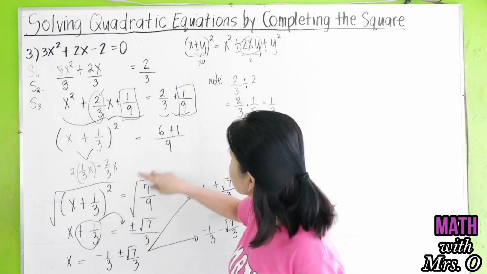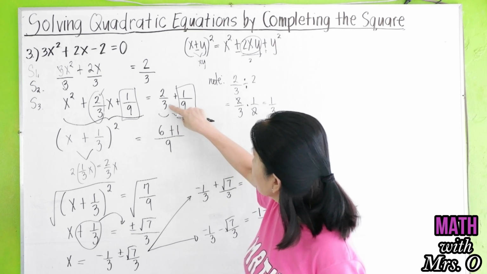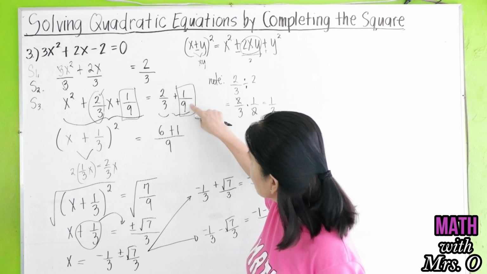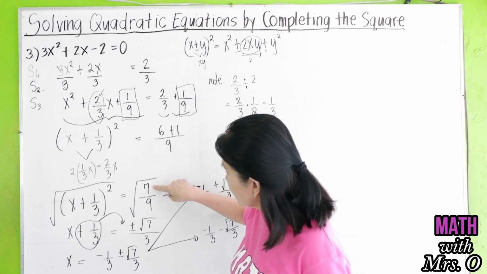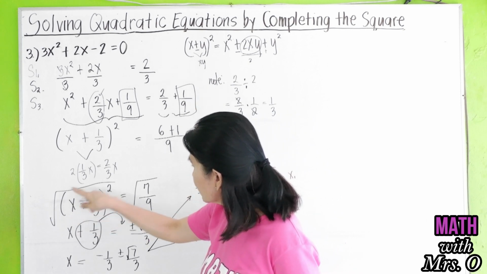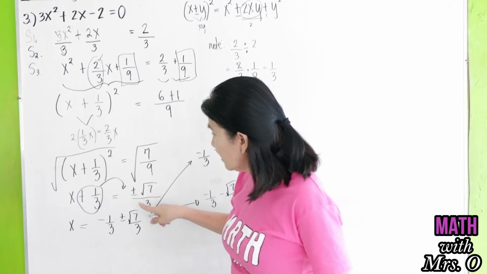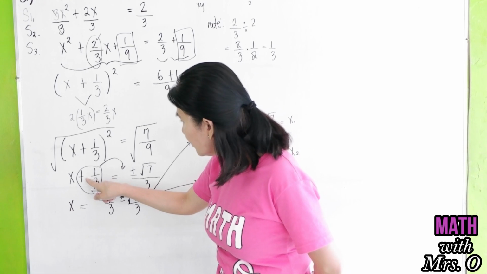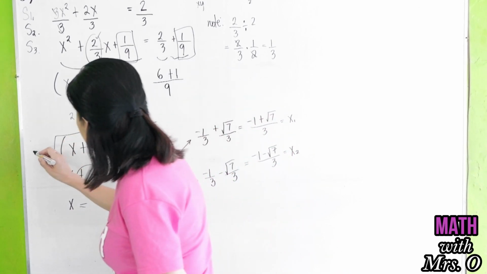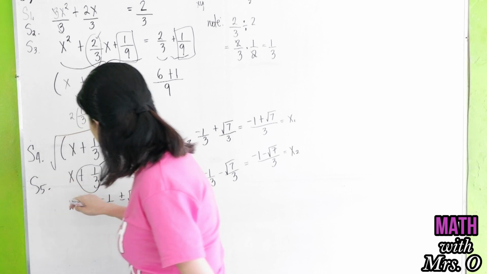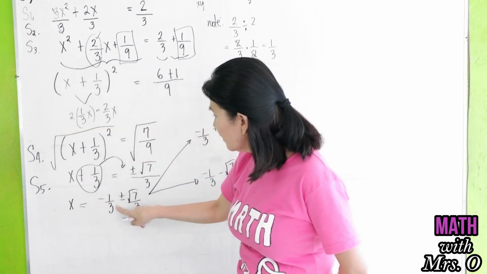Simplify again. So 9 divided by 3 is 3 times 2 is 6. And you just copy this because anyway this is 1/9. That gives you 7/9. Then you take the square root of both sides. This is plus or minus square root of 7/3. Then you see here that when you transpose 1/3, step 5, when you transpose 1/3, it becomes negative 1/3.